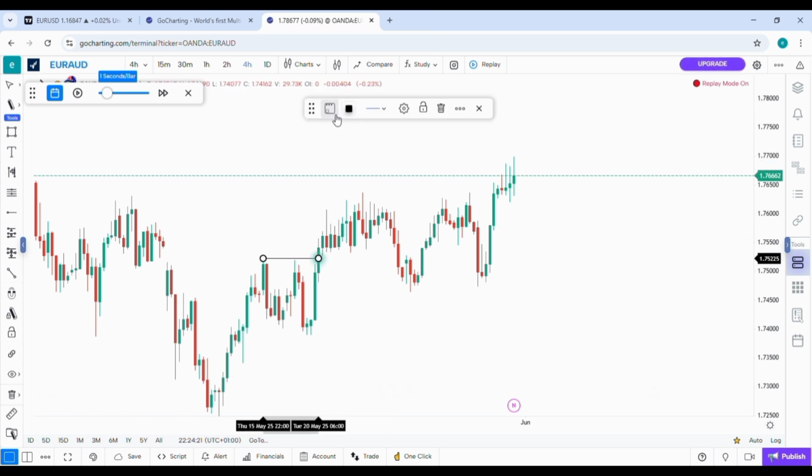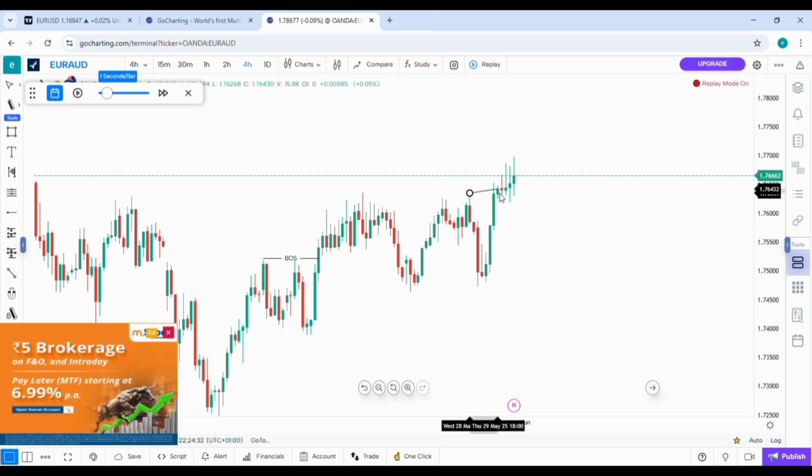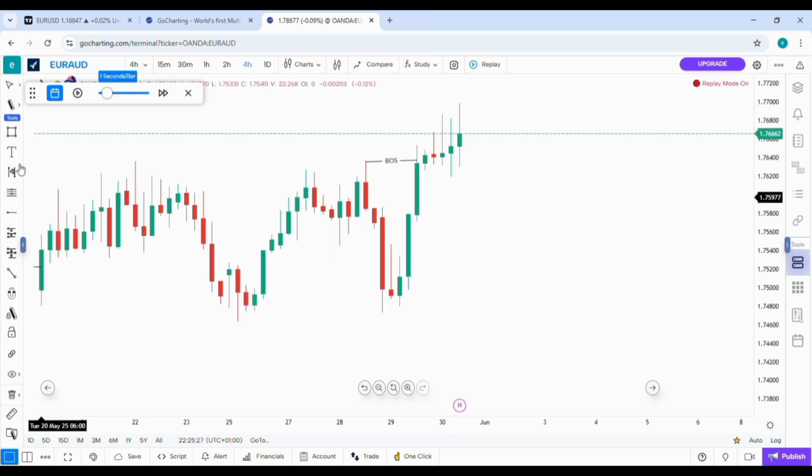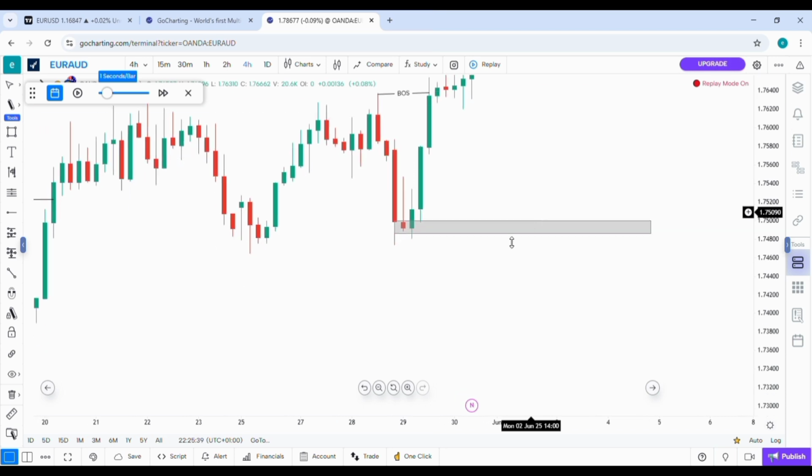Another break to the upside. This is a weak break to the upside, but because these candles are very strong, this particular scenario is valid. You mark out our order block. This is our order block here. All these can serve as our order block, so let's just mark the body. Okay, now this is our order block.